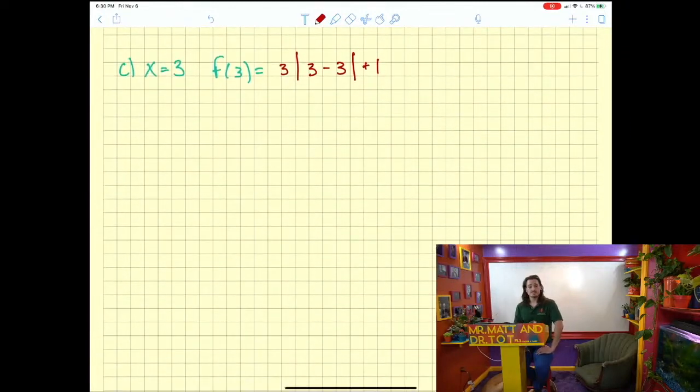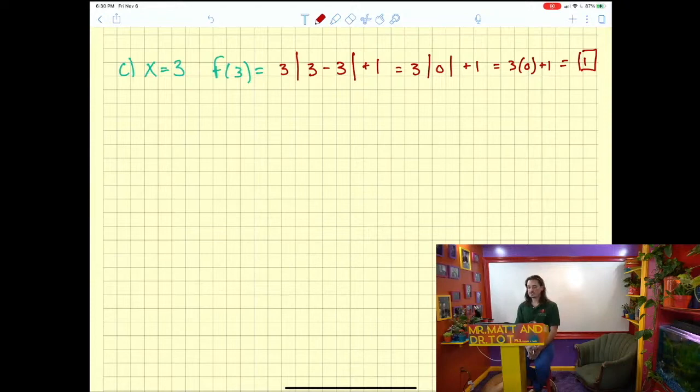So inside the absolute value bars, 3 minus 3 is 0. So we're going to have 3 times the absolute value of 0 plus 1. The absolute value of 0 is just 0, so that's the same thing as 3 times 0 plus 1. 3 times 0 is 0. 0 plus 1 is just 1. So the answer to 1C would be 1.